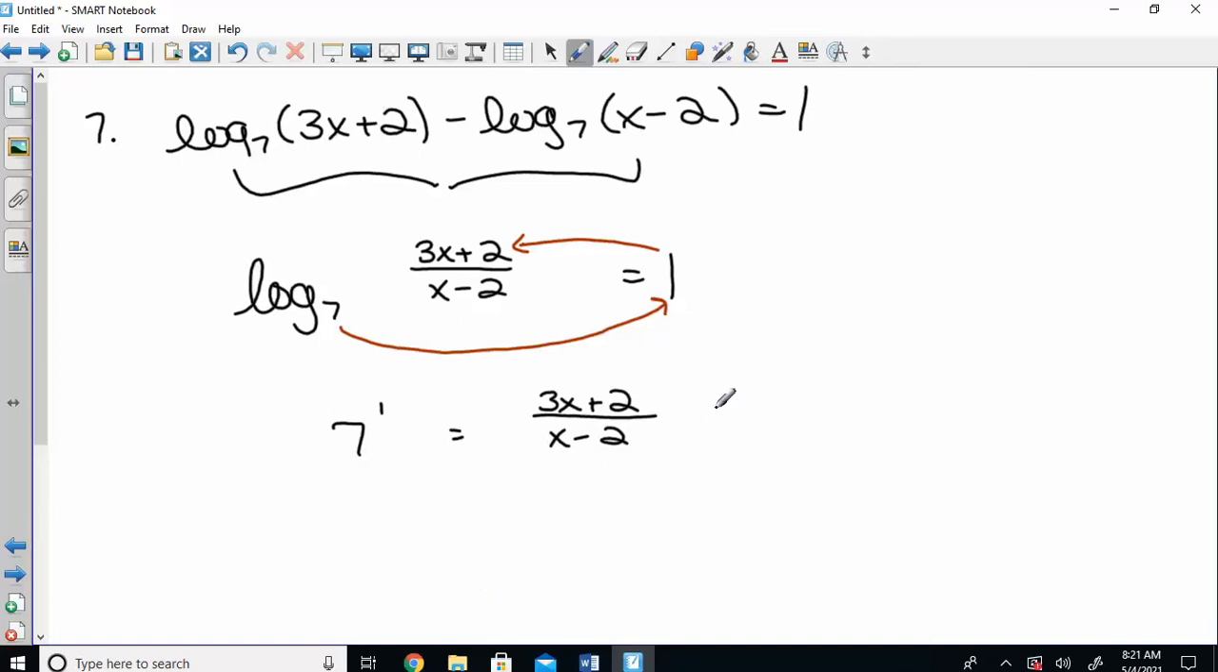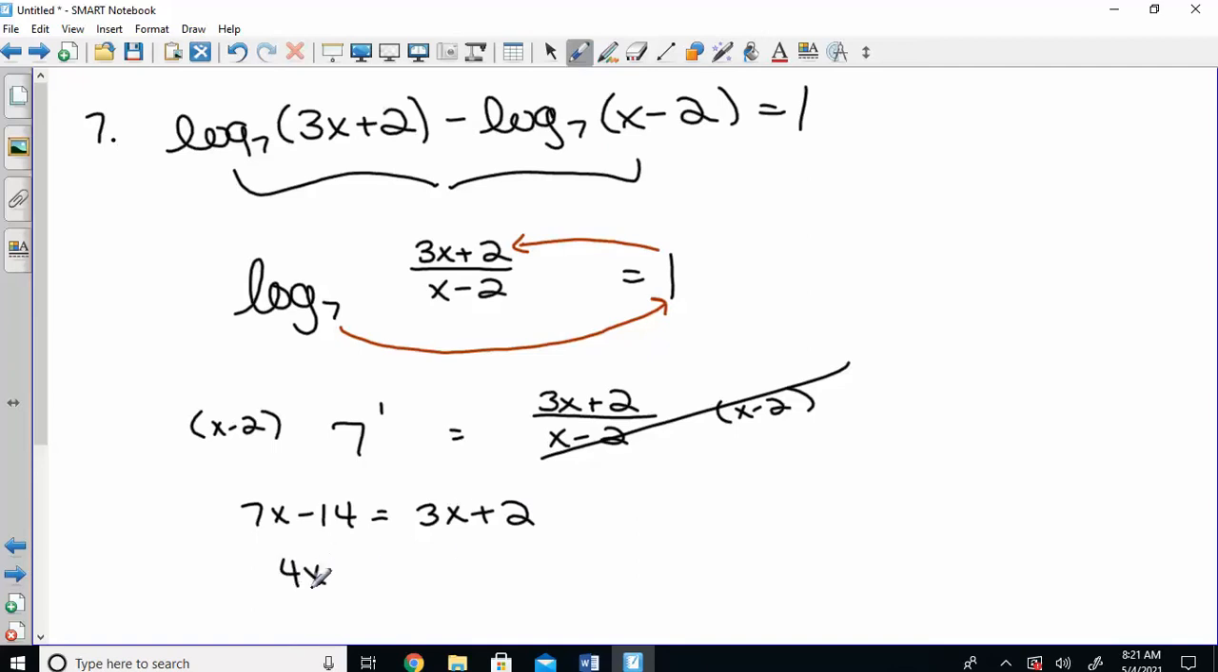7 to the first is just 7. If I want to get rid of my fraction, I can multiply over my x minus 2. So I get 7x minus 14 equals 3x plus 2. Subtract my 3x, add my 14, and we get x equals 4.